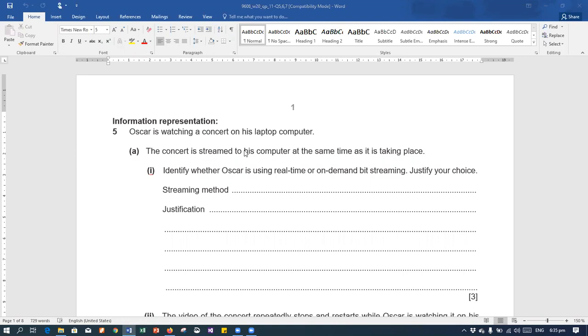winter 2020. If you see, Oscar is watching a concert on his laptop computer. The concert is streamed to his computer at the same time as it is taking place. Identify whether Oscar is using real-time or on-demand streaming. Justify your choice. Yes, Mamoon, which one is this?